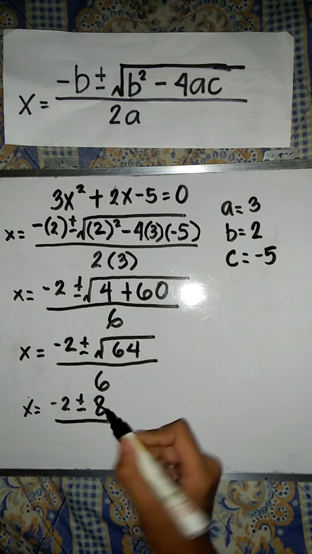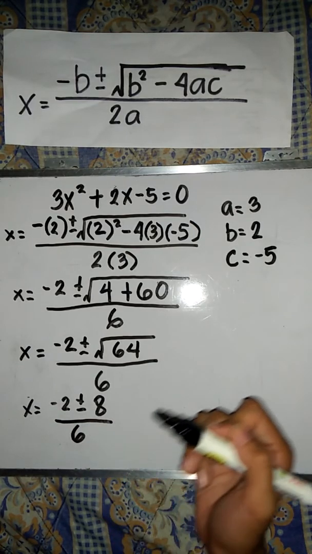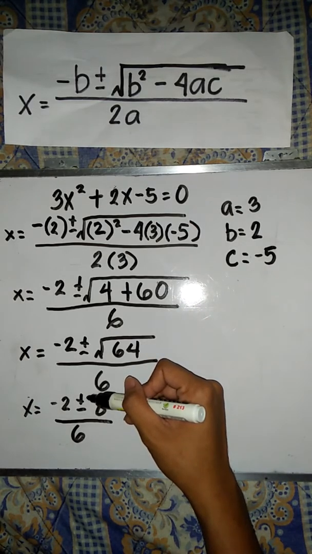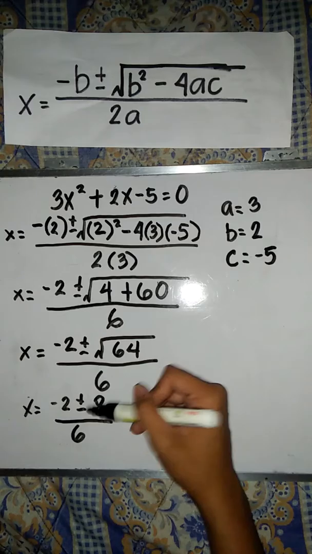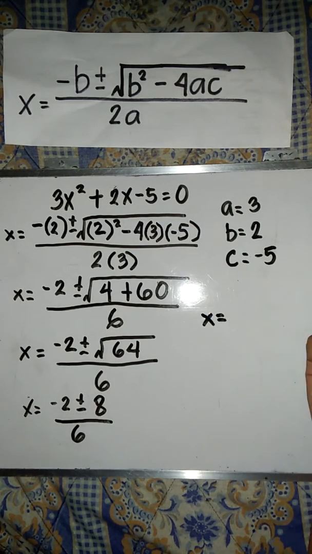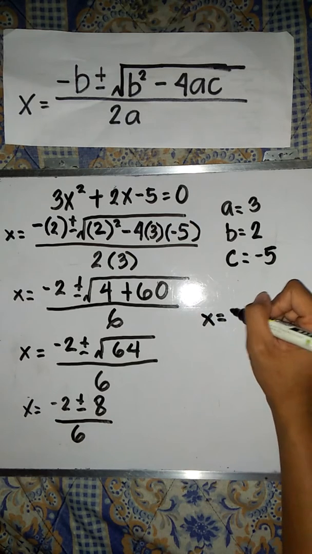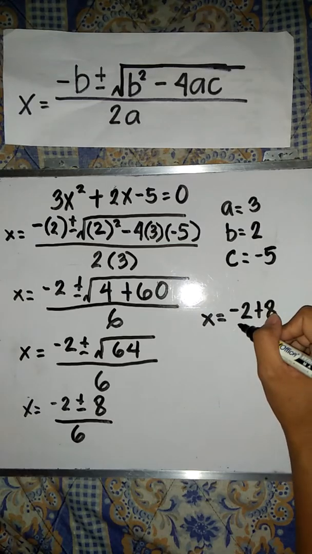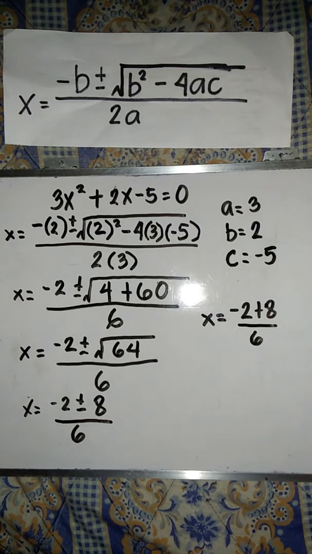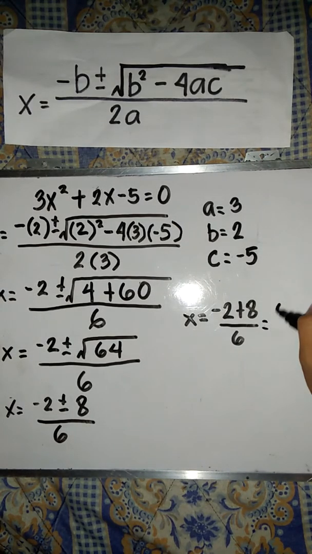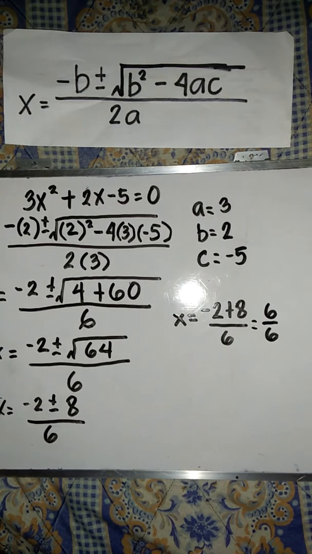All over 6. So we're going to perform the two operations here, the addition and the subtraction. We're going to use the addition first. So x is equal to negative 2 plus 8 all over 6. Negative 2 plus 8 is 6. So 6 over 6. And 6 divided by 6 is equal to 1.